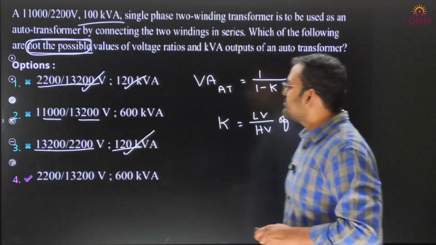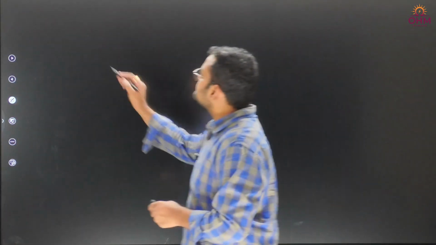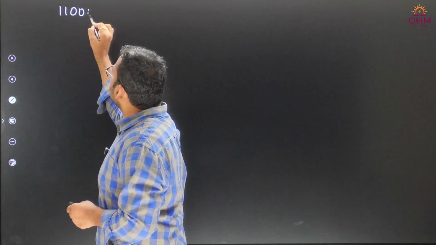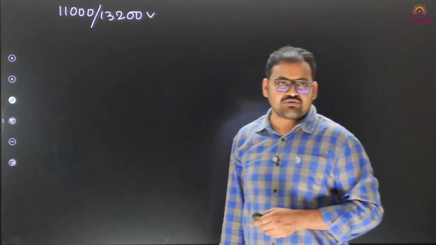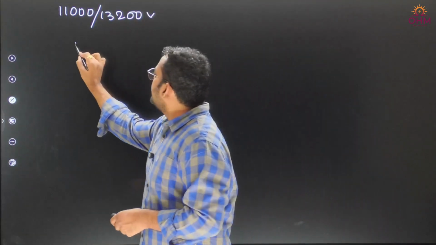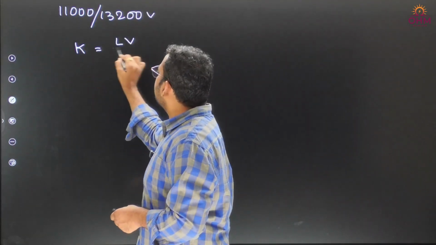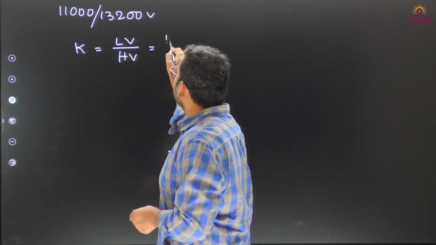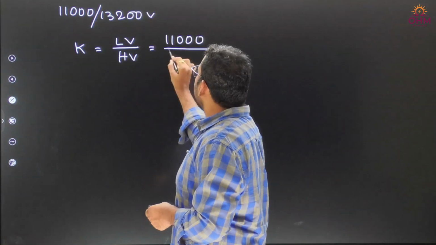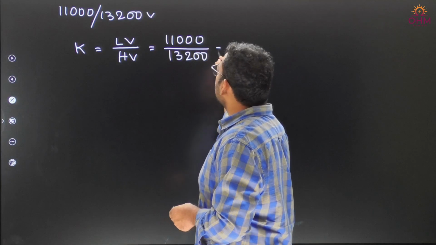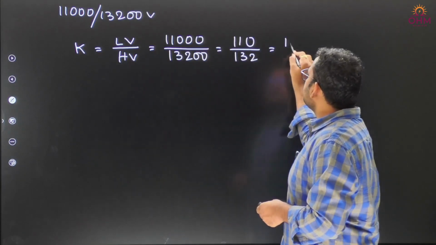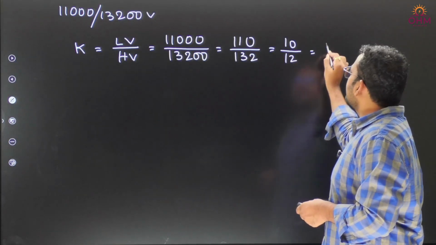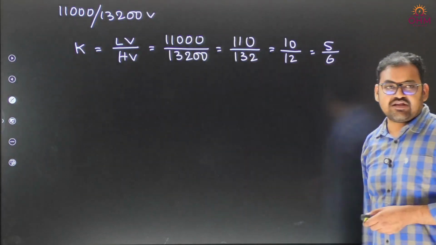11,000 by 13,200. If this is the auto transformer ratio, then calculate K again. K is always LV divided by HV. 11,000 divided by 13,200. Two zeros will cancel. 110 by 132. That is 10 by 12. Okay, 5 by 6. This is the value of K.